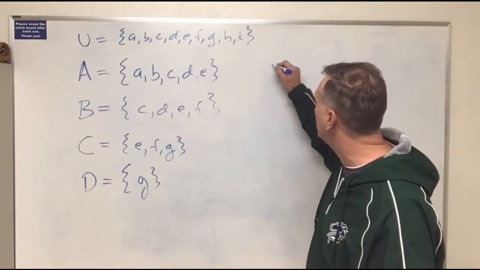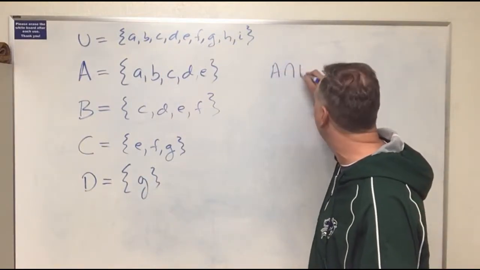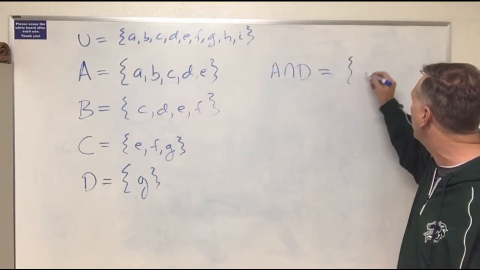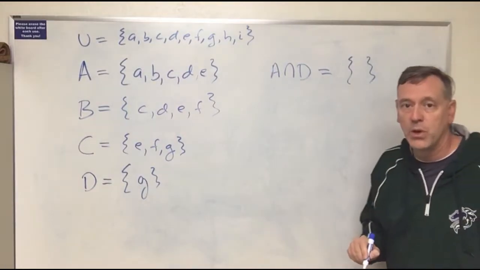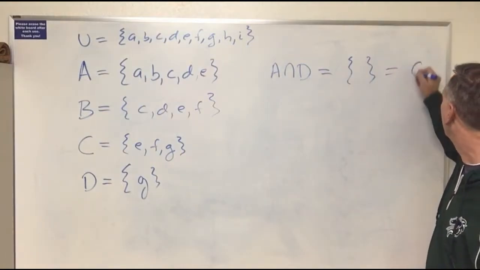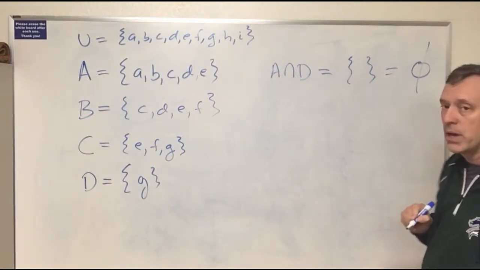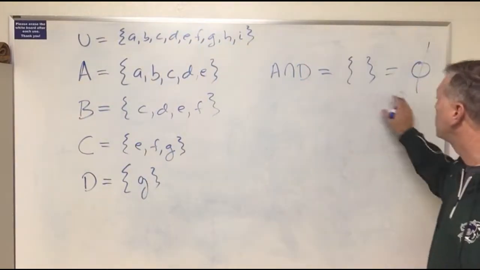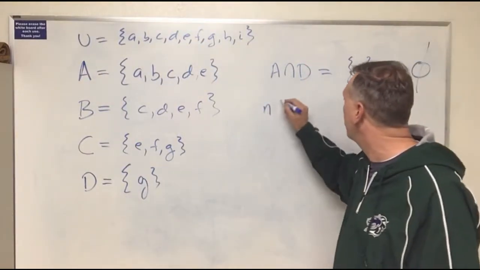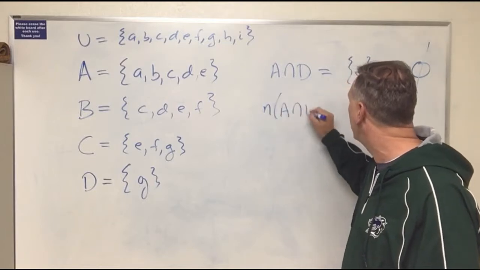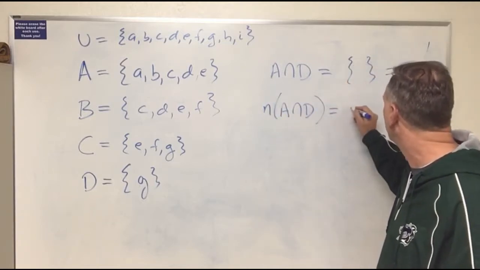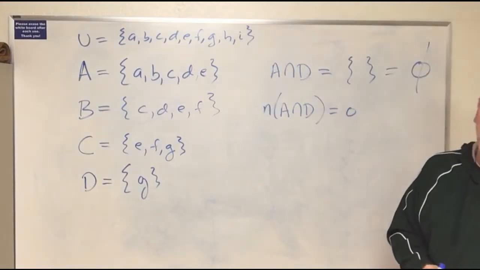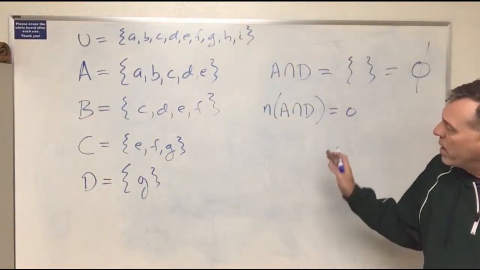And we asked, what is the intersection of A and D? The answer is there's nothing in there, and it would be written like this. Or it could be written like this, a 0 with a slash through it. So that's an empty set. And if you ask what's the number of items in A intersect D, the answer is the number 0. There are 0 elements in there.